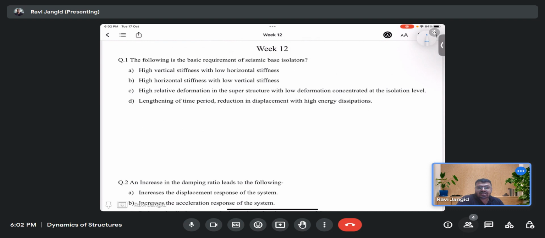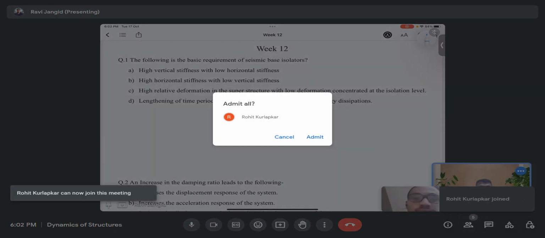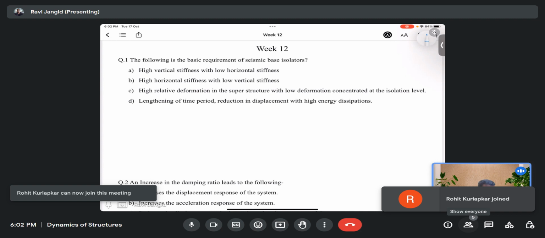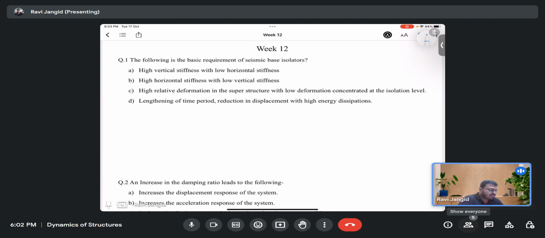It requires high vertical stiffness with low horizontal stiffness, or high horizontal stiffness with low vertical stiffness, or high relative deformation in the superstructure with low deformation concentrated at the isolator level, or lengthening of the time period with reduction in the displacement through high energy dissipation. Can you tell me the answer? Which are the main requirements for seismic isolation? Anyone? I think A is correct.